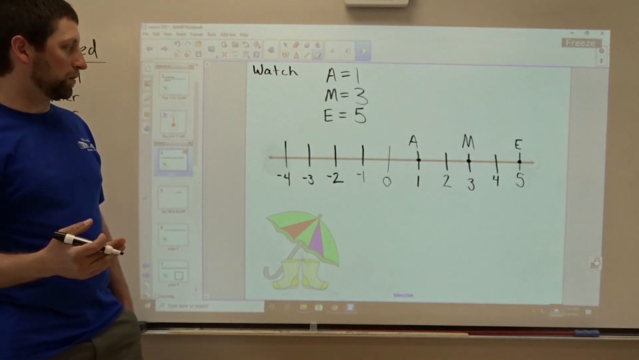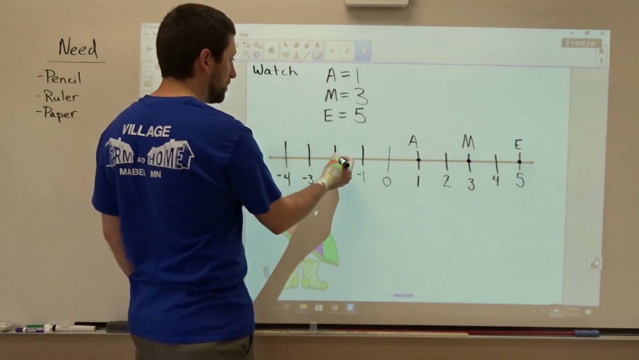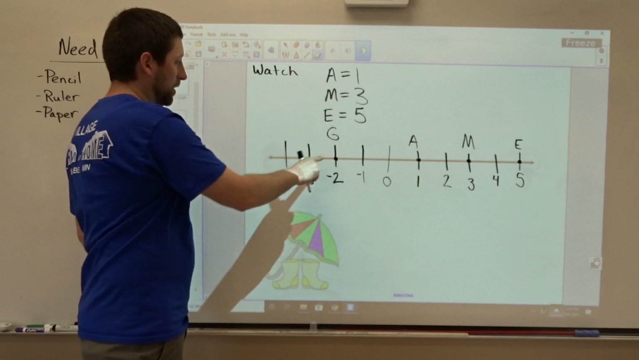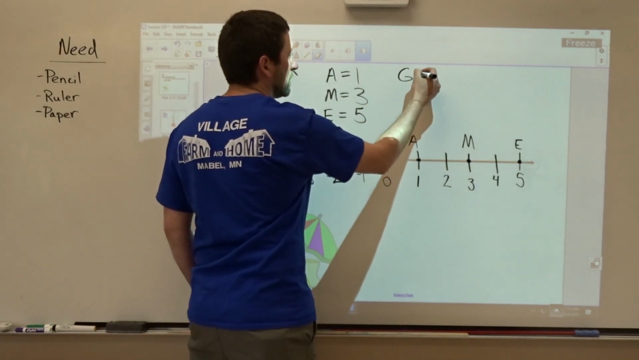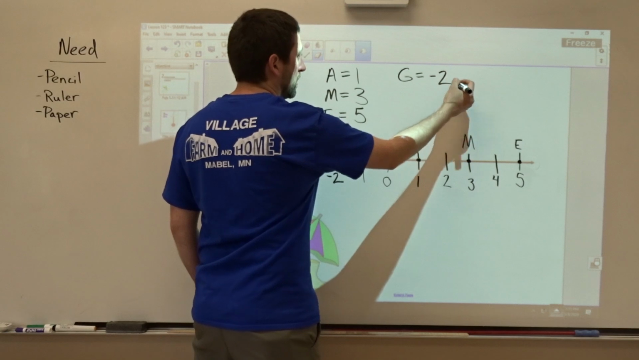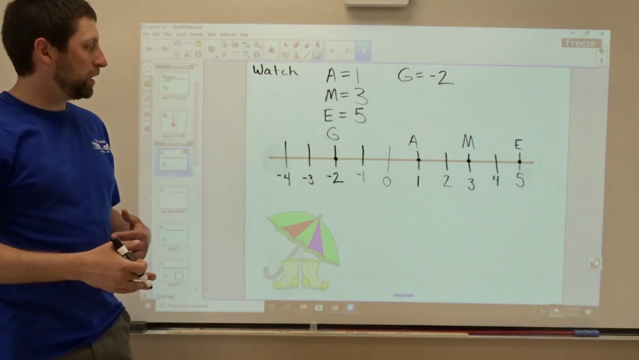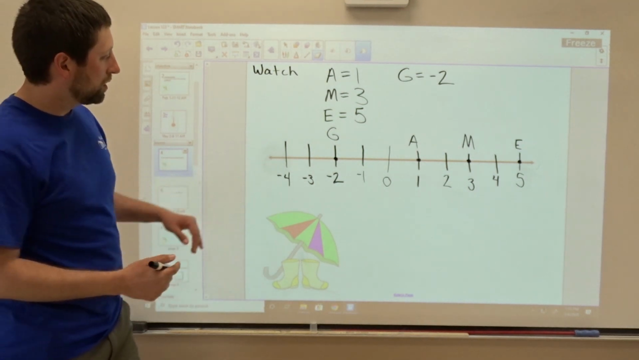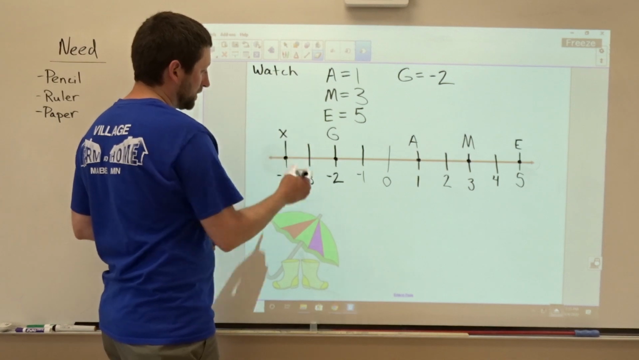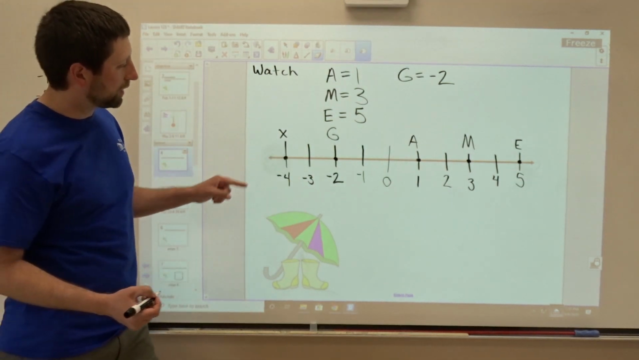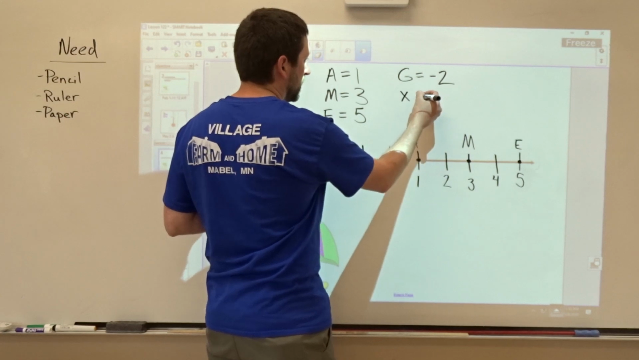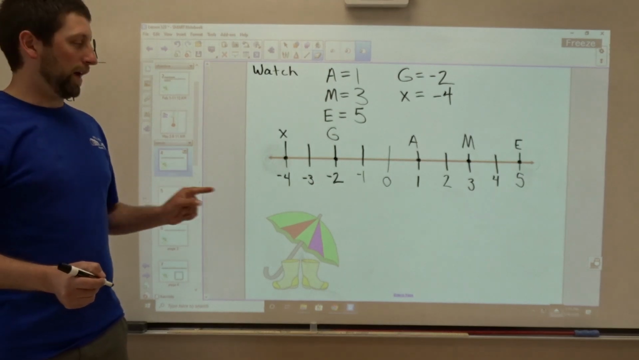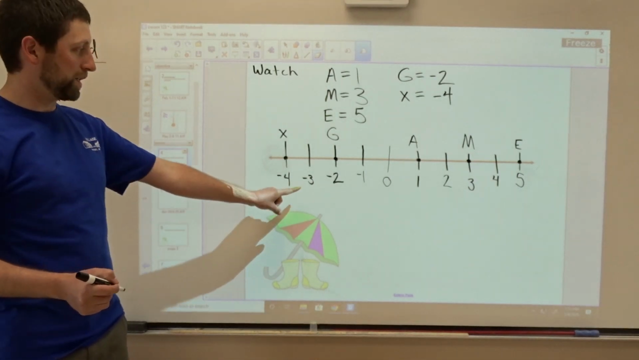Let's graph some negative numbers then. So let's say I put a G here. Well, where is G? G is located at -2. I can put any point up here and have any letter with it. It really doesn't matter where. But so let's just put another one up here. We'll call this one X. Now where is X located? X is located at -4. So there is a number line with a scale of 1, including negative numbers.